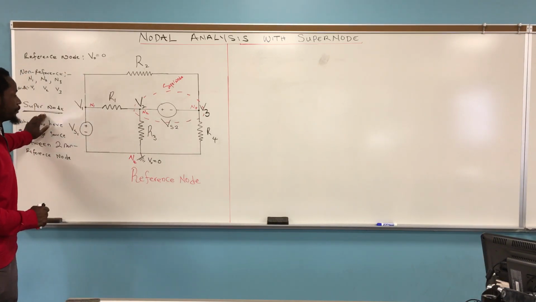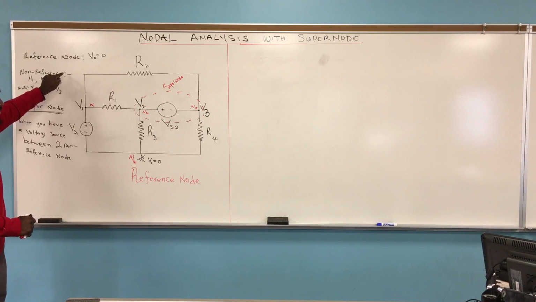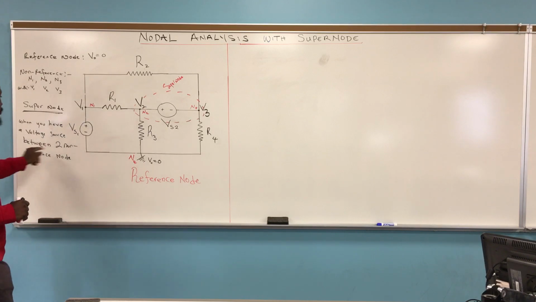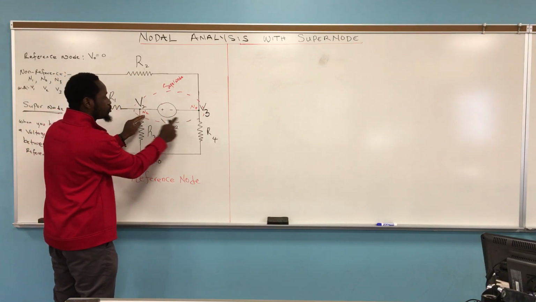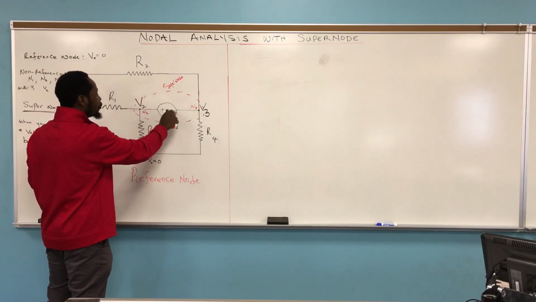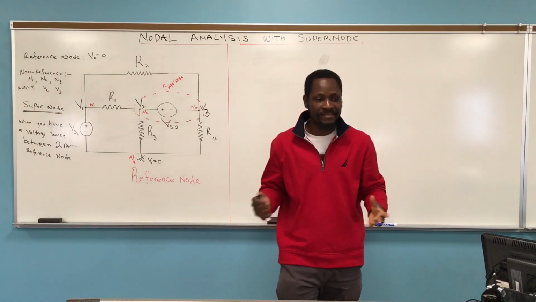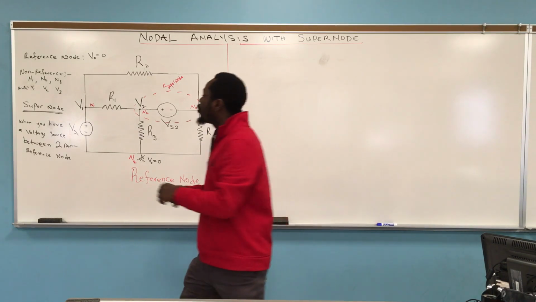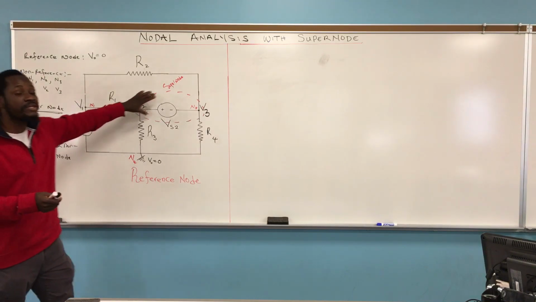Now, what is a supernode? When you have 2 nodes, ensure they are non-reference, that is, they are not grounded, and then you have a voltage source between them. So what it means is that we have this node N2, N3, non-reference because they are not grounded, and we have a voltage source in between them. That makes it a supernode. What it means is that when you do KCL, Kirchhoff's current law, the same way you treat a regular node is the way you will treat your supernode.